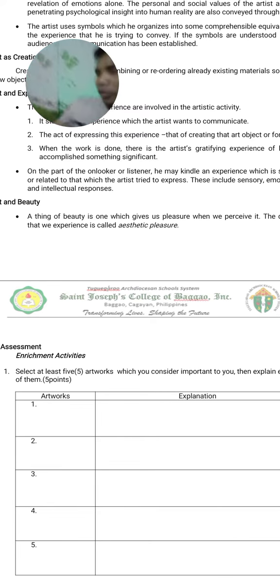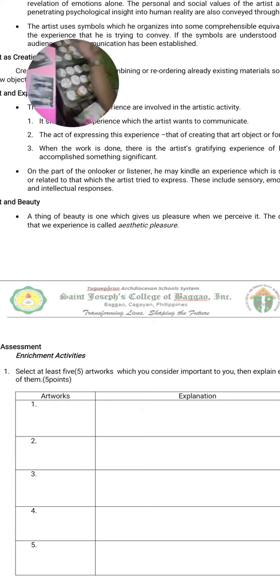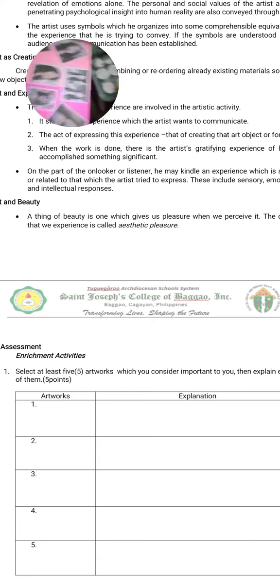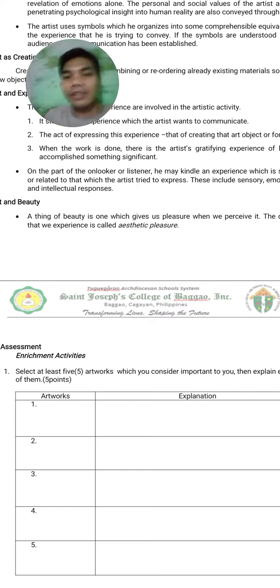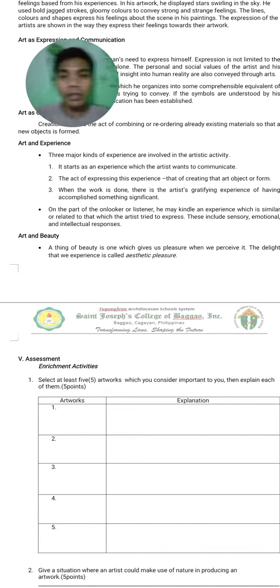So when we see an art, 'di ba? Parang halimbawa ito, pakita mo nga. This one is an example of an art. Ito, gawa ng tao yan is an art. There is a beauty from that art. If we appreciate this object, then we say that art is aesthetic. It is aesthetic pleasure. So that's the concept of our module number 2, the assumptions of the art.